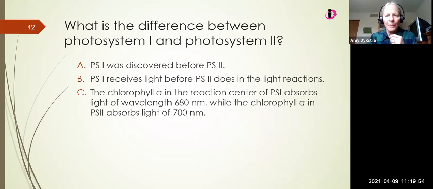So here's my next question. I just showed you a photosystem. What's the difference between photosystem 1 and photosystem 2? So this is the first question that I would like to have you answer in the private chat.